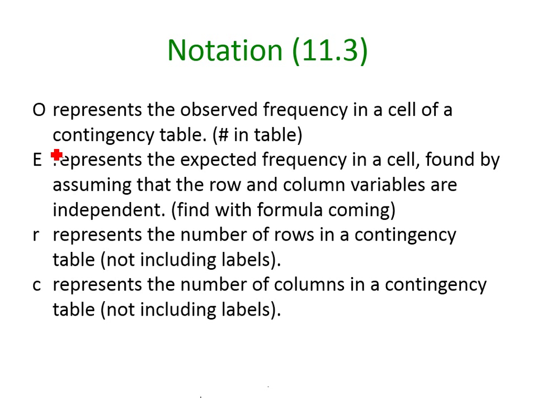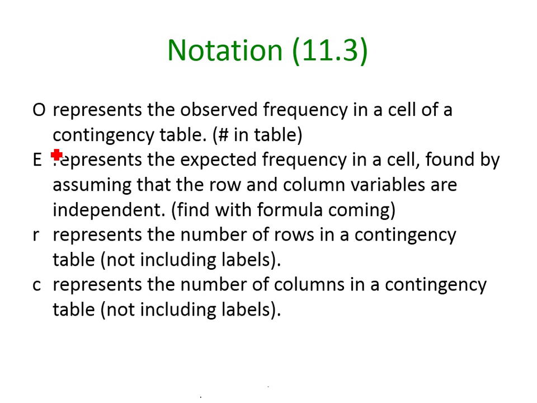E represents the expected frequency in a cell. That is found by assuming that the row and column variables are independent. And we'll figure out what that formula looks like, where we're assuming that those things are independent, that there's not a relationship between those two things, and what would be the expected value that would just happen anyhow.